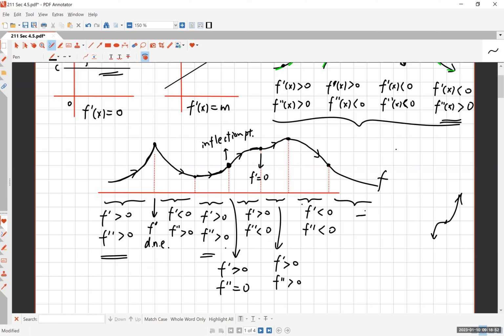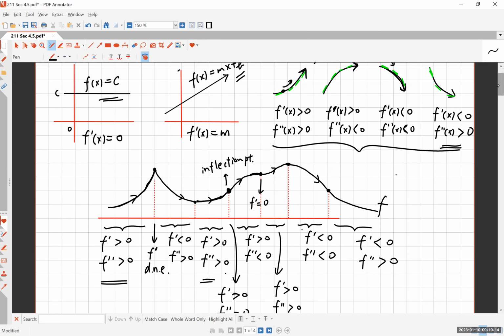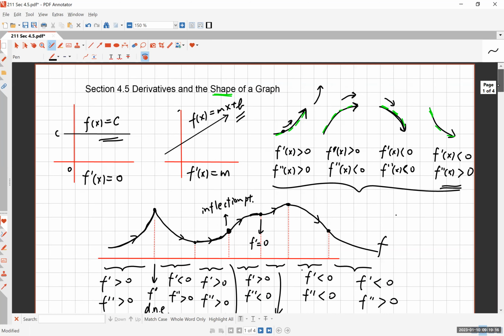And after that, the function itself is still decreasing, meaning the derivative is negative, but then the rate of that decrease is slowing down. So the second derivative must be positive. All right, so you can tell, this is a lot to digest here at the beginning without me telling you anything ahead of time, but I think you can easily understand these things. The first and the second derivatives actually give you a lot of information about the shape of the particular graph.